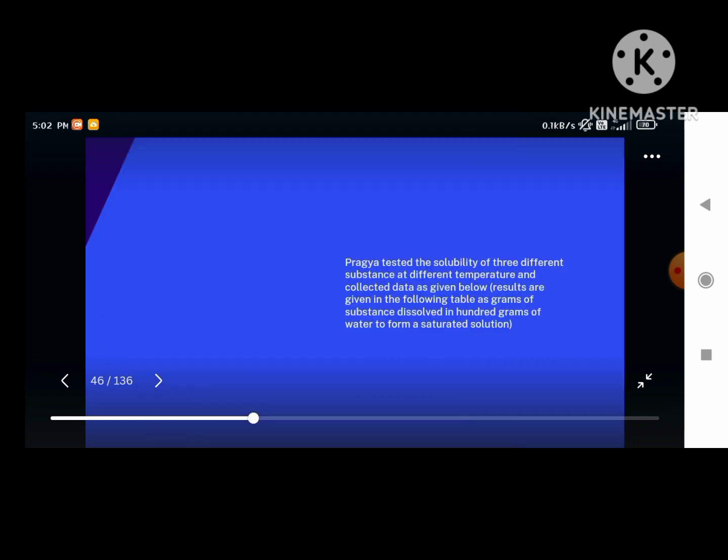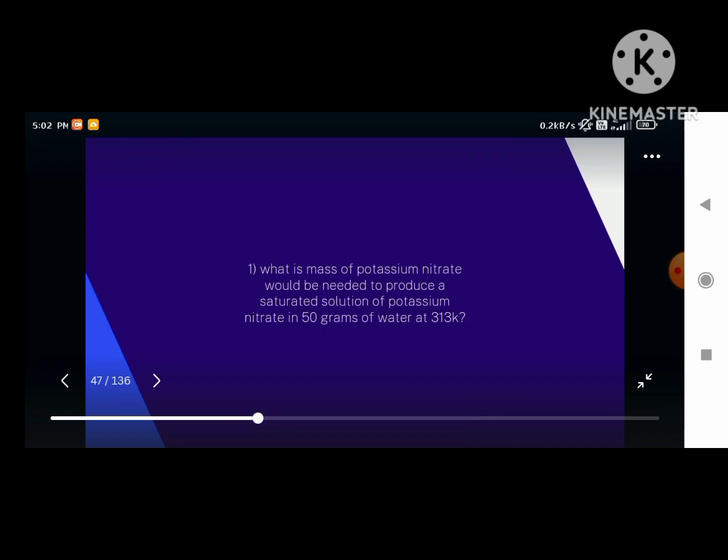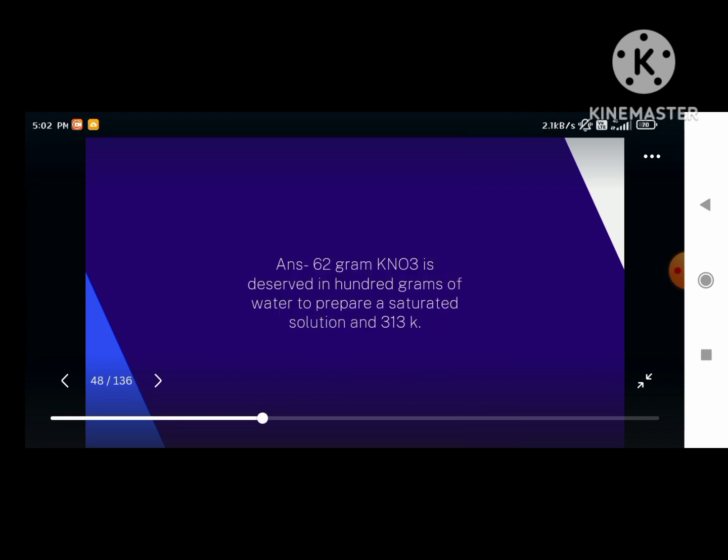Question number 9. Pragat tested the solubility of 3 different substances at different temperatures and collected data as given below. Results are given in the following table as grams of the substance dissolved in 100 grams of water to form a saturated solution. What mass of potassium nitrate would be needed to produce a saturated solution of potassium nitrate in 50 grams of water at 313 K? So the answer for that is 62 gram KNO3 is dissolved.